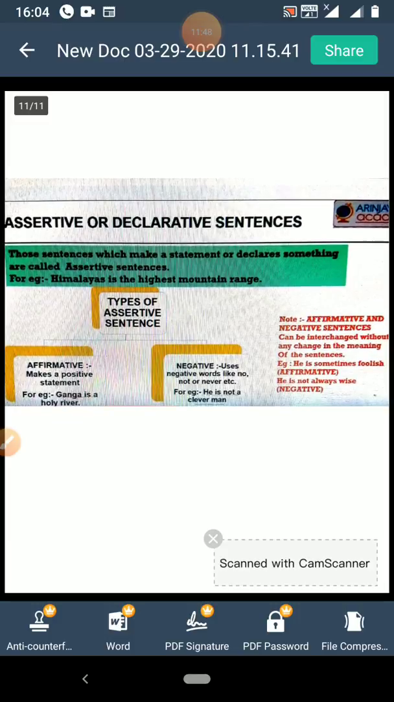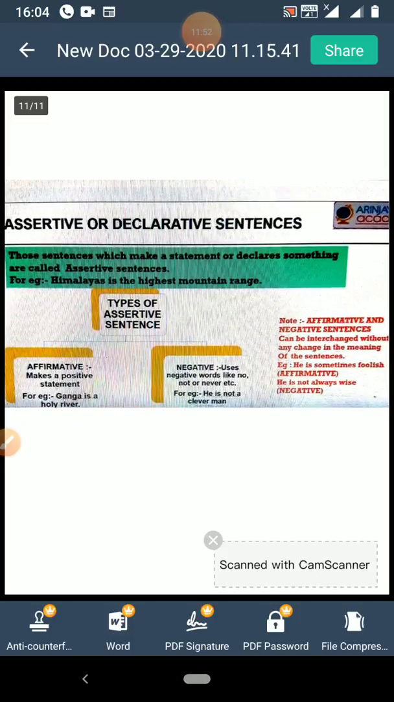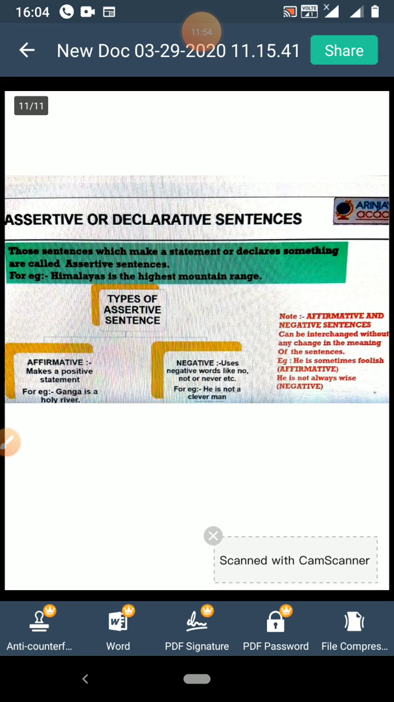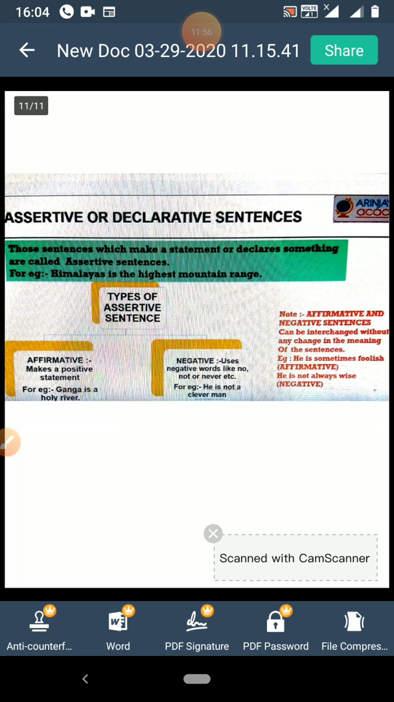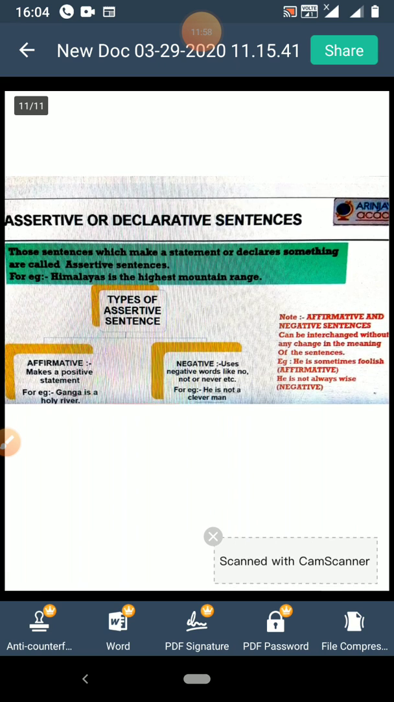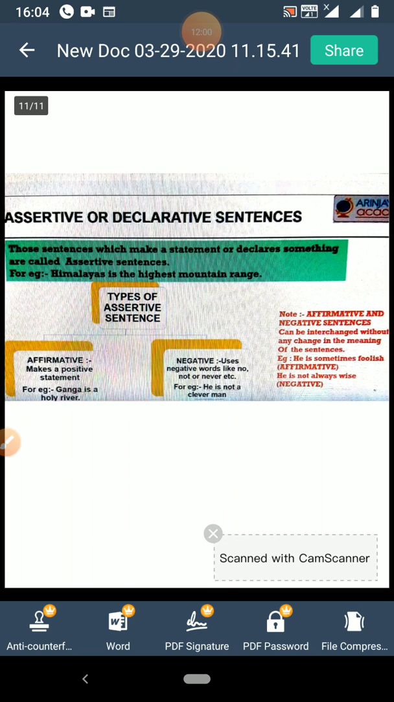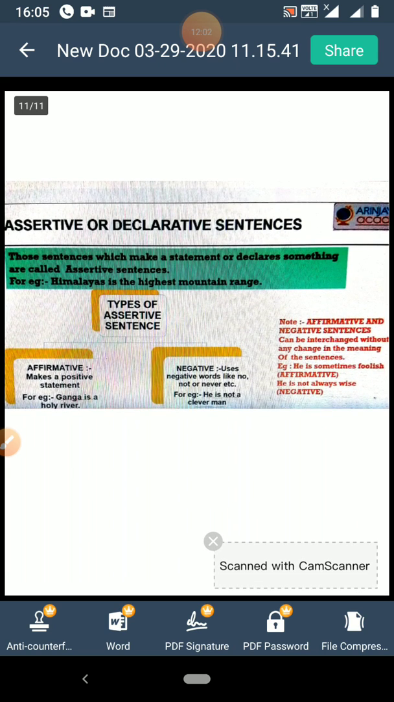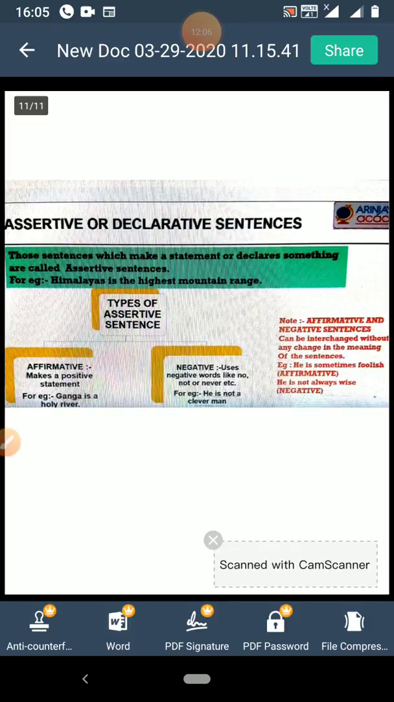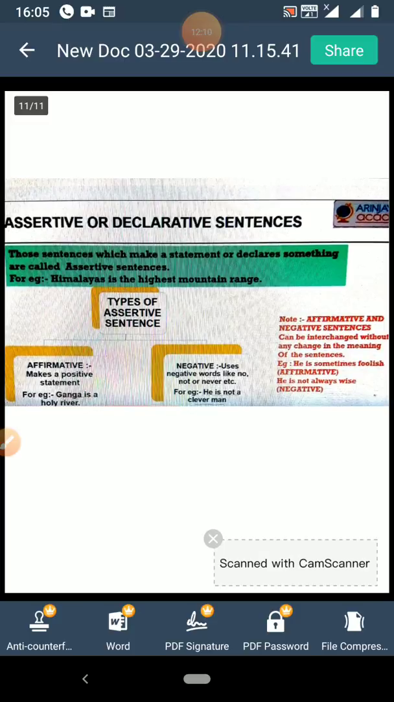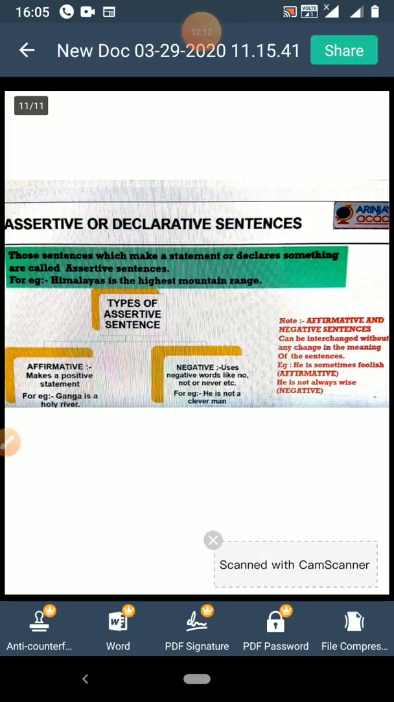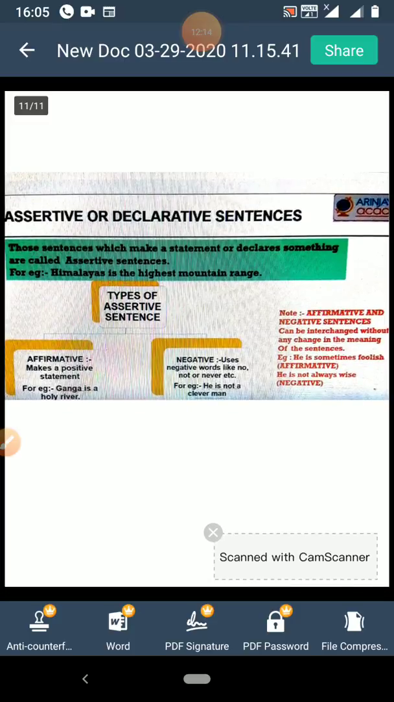Now, another important note to be kept in mind while learning kinds of sentences: affirmative and negative sentences can be interchanged without any change in the meaning of the sentences. Example, he is sometimes foolish. This is an affirmative sentence, but we can change the same sentence into a negative sentence. He is not always wise.